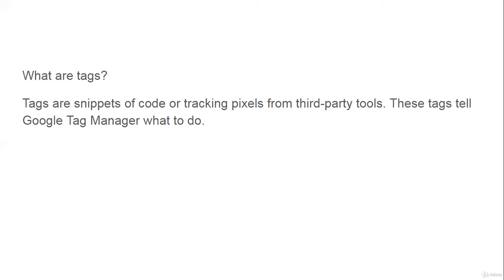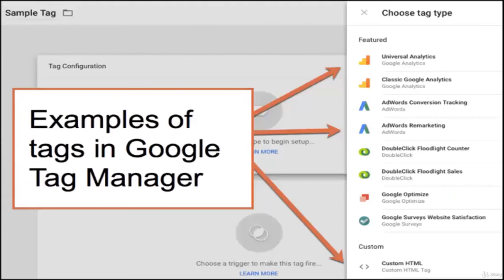Now, what are tags? As I mentioned, tags are snippets of code or tracking pixels from third-party tools. So these tags tell Google Tag Manager what to do. Within Google Tag Manager, examples of tags could be the Google Analytics Universal Analytics tag, Google Ads Conversion Tracking tag, Google Ads Remarketing tag, Google Optimize tag, Hotjar tag. So you can install all of these tags through Google Tag Manager.